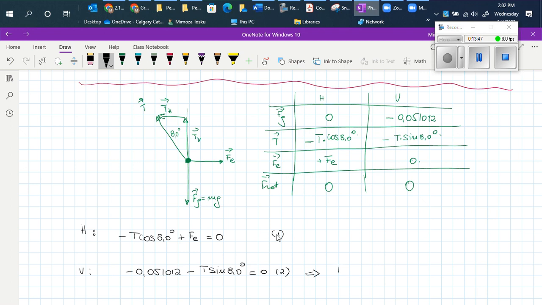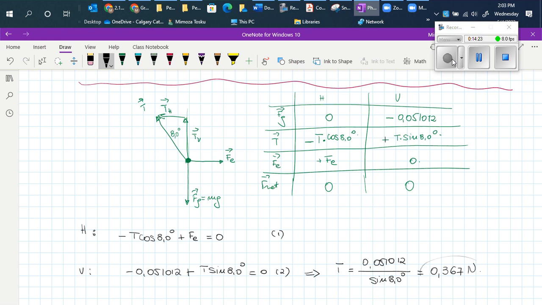So then from here, you can say that T is equal to 0.051012 over sine 8. And then we take this value and substitute it on the second one to find the electrostatic. 0.367 Newton if we consider the rounding.